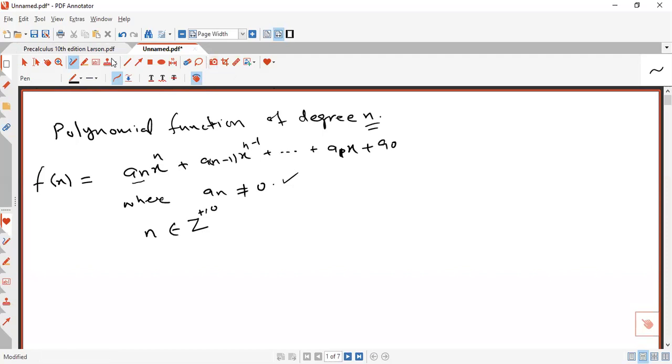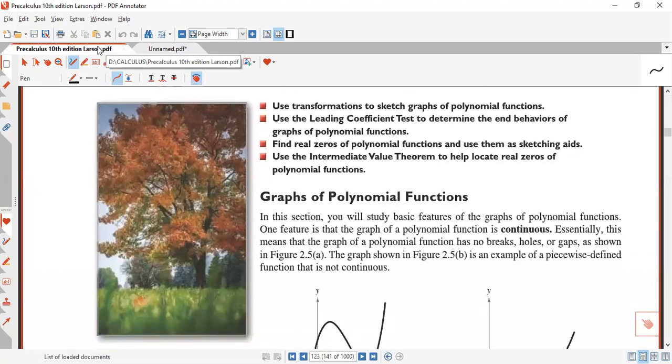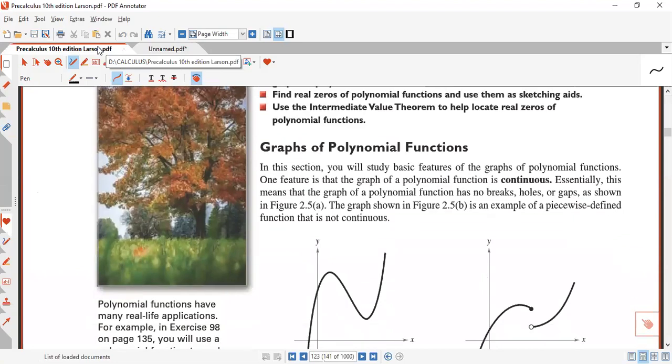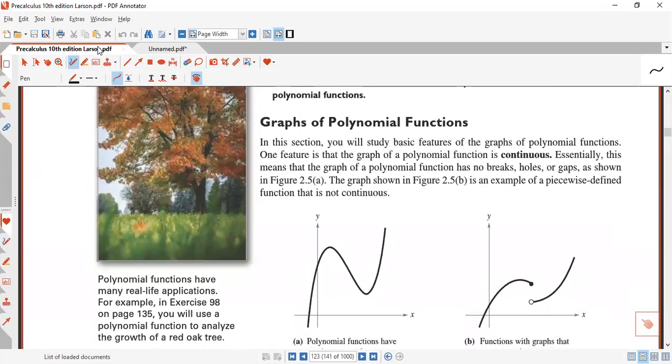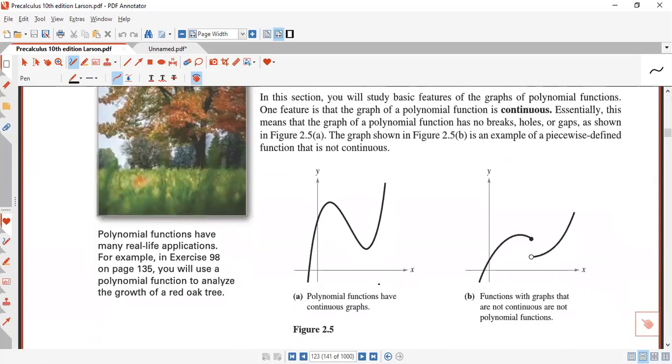But the problem is, if you are given a graph, how can you determine whether the graph is a polynomial function or not? So there are some properties of polynomial functions. First property: the graph of polynomial functions will always be continuous. Whenever you plot any polynomial graph, it will be forever continuous, just like this one.